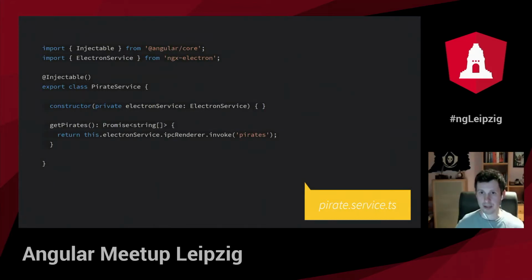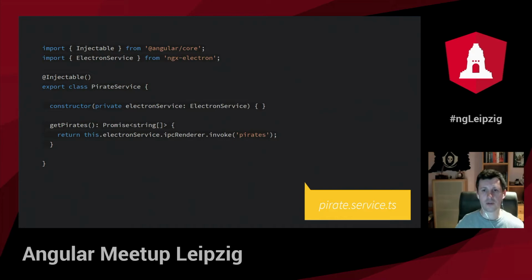Let's see the Angular part. Here we have created an Angular service, a standard Angular service. We use an Electron service. We import the Electron service, which is a service from a library called ngx-electron. The ngx-electron library is a wrapper API, a wrapper library over the Electron API. Then we inject the Electron service into the constructor of our service.